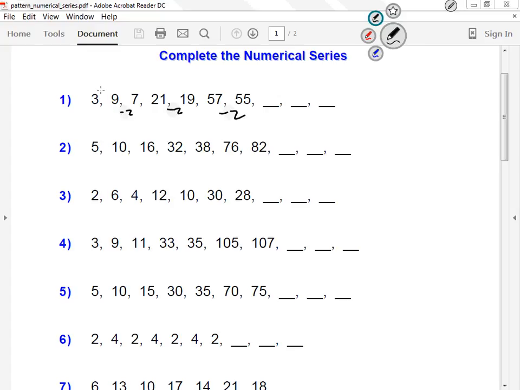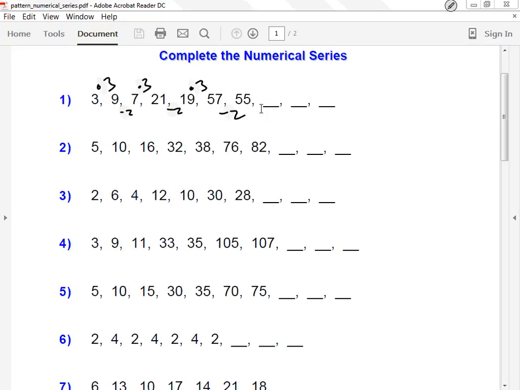I'm going to think of what else can I do to 3 besides adding 6. What else can I do to 3 to make it 9? And then we're going to go, well, times 3. I know from 9 to 7, I still subtract 2. From 7 to 23, I times by 3. From 19 to 57, I multiply by 3. So my pattern seems to be I multiply by 3 and subtract 2.